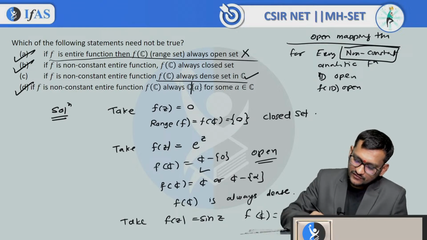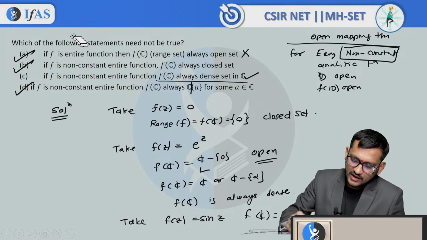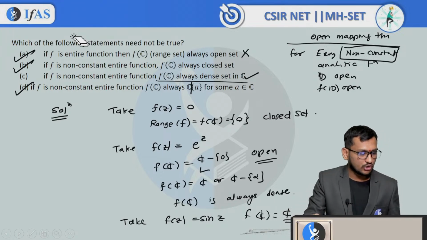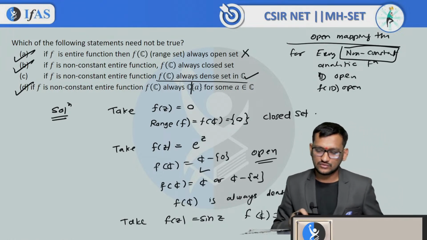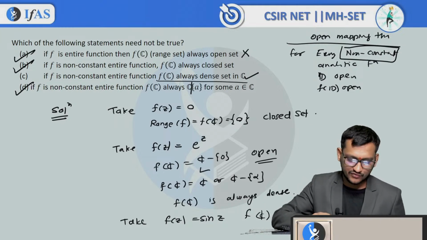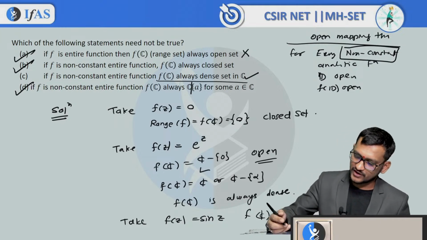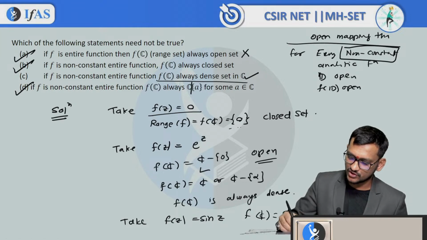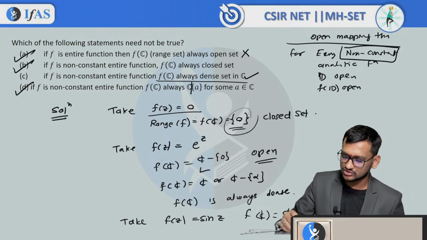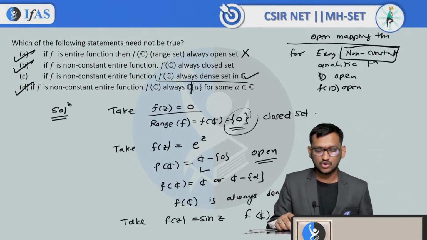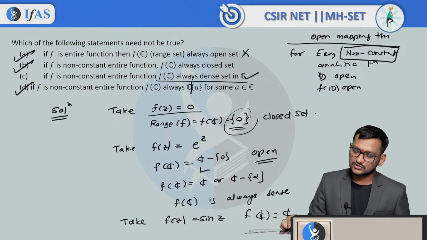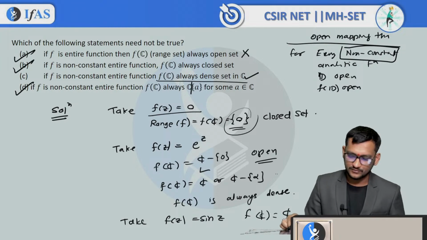If it had the non-constant word in the statement, then it would have been true, but we have not been given the non-constant word here. So we can take a constant function. So range is not open. So that's why the first option is false. Understood?